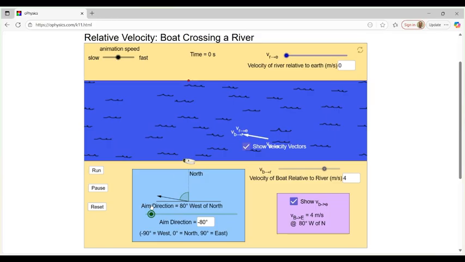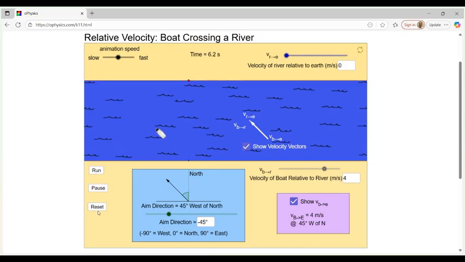I'll never get across the river. If I go completely to the right, there's no component perpendicular to river. There's none of it that's pointing across. If I go at a 45-degree angle, let's say, something like that, that's pretty close. There we go. Now I have a component that's pointed across the river.